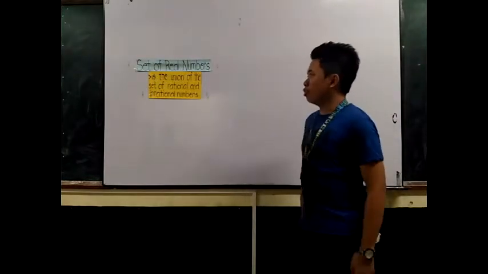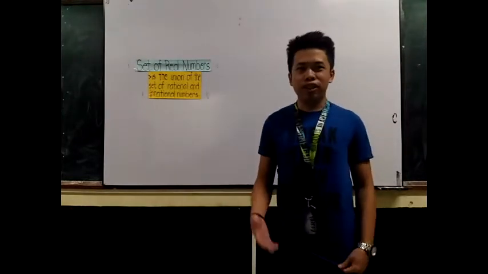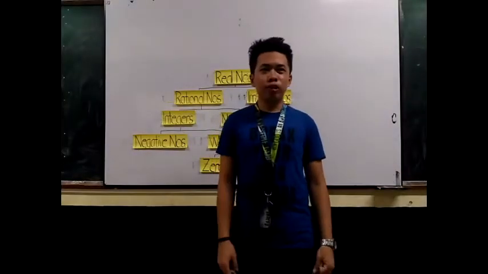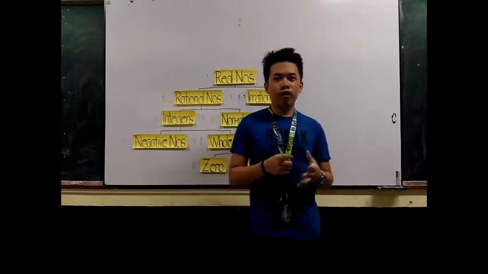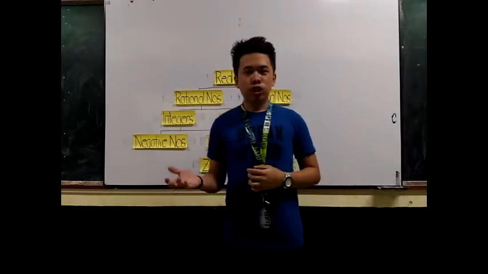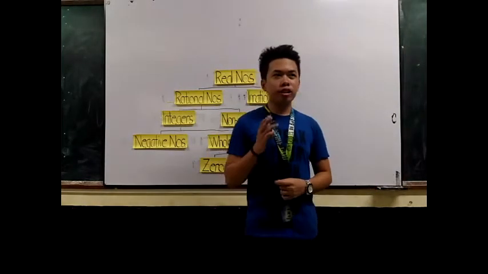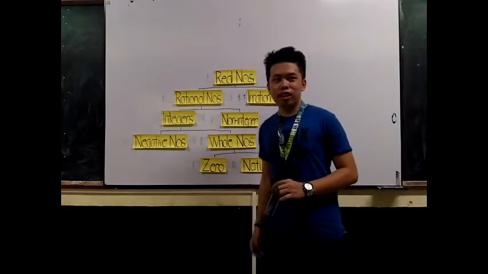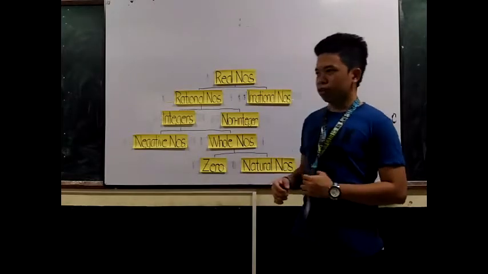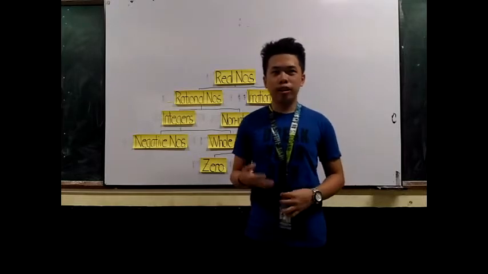So the set of real numbers is the union of the set of rational and irrational numbers. So what are rational and irrational numbers? Let's find out. In elementary, we were taught how to count: 1, 2, 3, 4, 5, and the numbers go on. So we know that these numbers are used for counting. This is what they call natural numbers or counting numbers. Counting numbers are numbers that are commonly used for counting, for measurements, and others.